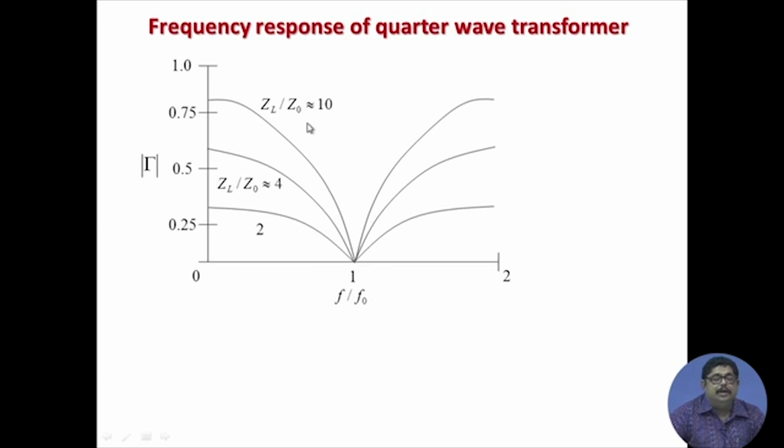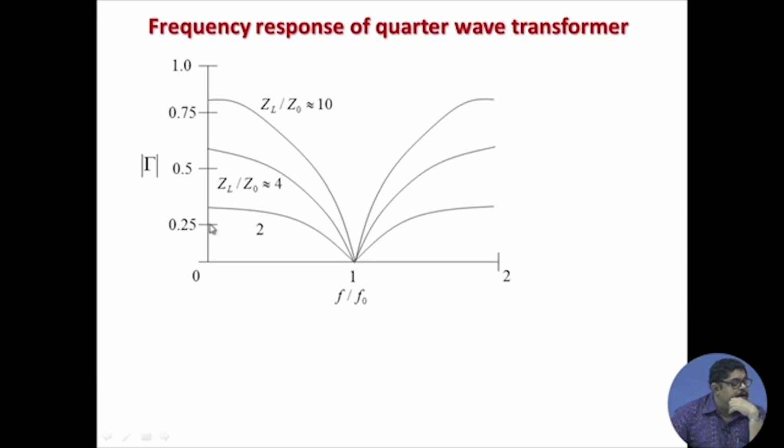You see the actual frequency response for various values of ZL by Z naught, that means if the source side and load side impedances are very much separated, like ZL being 10 times Z naught, you see it is a very narrow band frequency response. So, the quarter wave transformer is very sharp here, but if you come here, where ZL by Z naught is only 4, you have a wider bandwidth.